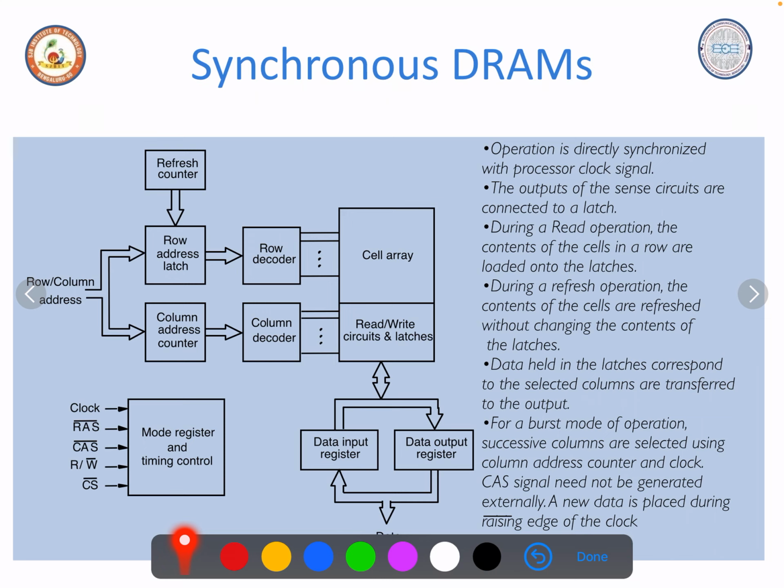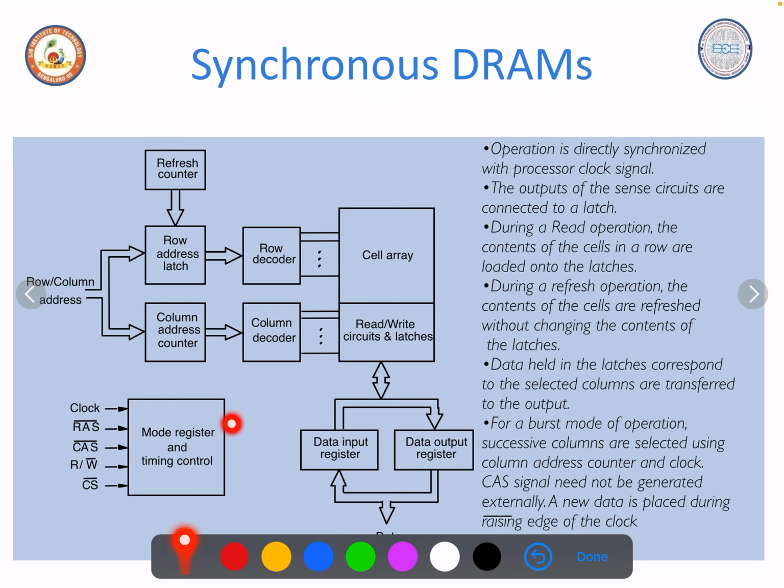For a burst mode of operation, that is transmitting data at a time, not a single data but a large amount of data that I want to transmit or write, we call it a burst mode of operation. Successive columns are selected using the column address counter and clock, so the CAS signal need not be generated externally. New data is placed during a rising edge of the clock signal.